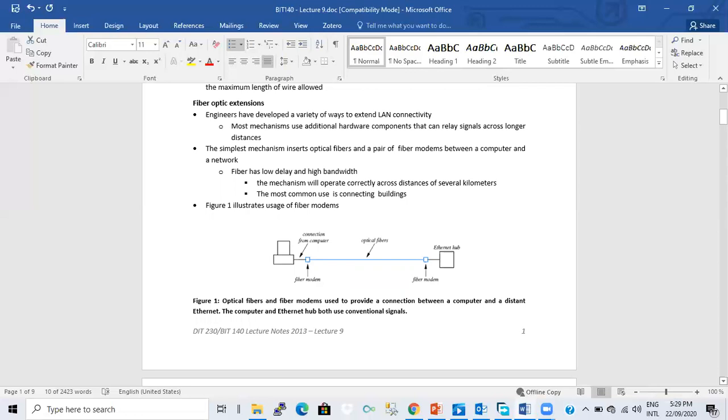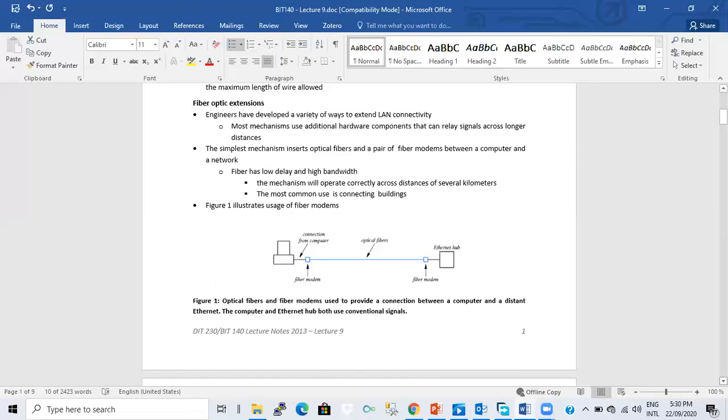So fiber optic extensions, if you need to extend fiber optic, how do you do it? Engineers have developed a variety of ways to extend local area network connectivity. Most of the mechanisms use additional hardware components that can relay signals across a longer distance. The simplest mechanism inserts optical fiber and a pair of fiber modems between a computer and a network. Fiber has a low delay as well as high bandwidth. The mechanism operates correctly across distances of several kilometers.